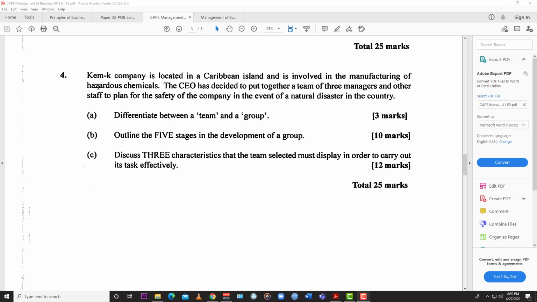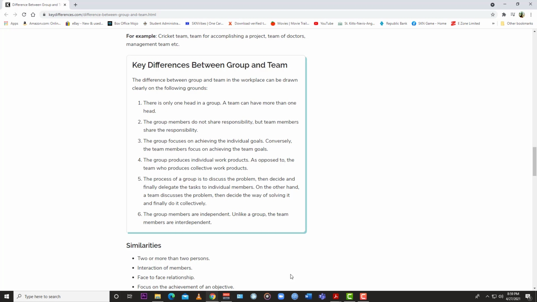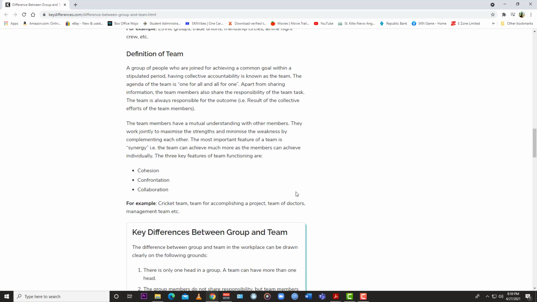Question 4: ChemK company is located in a Caribbean island and is involved in the manufacturing of hazardous chemicals. The CEO has decided to put together a team of 3 managers and other staff to plan for the safety of the company in the event of a natural disaster in the country. And so question 4a asks, differentiate between a team and a group. Sometimes they are used interchangeably, but there are some differences. And so we have some key differences here.